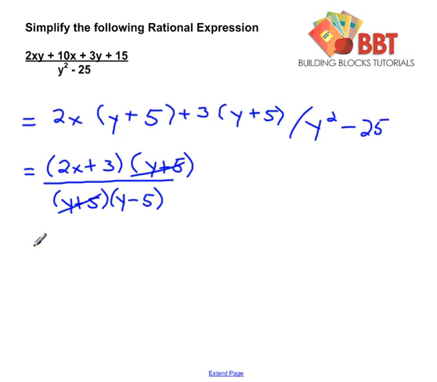y plus 5, y plus 5, goodbye, take it easy. And what's left? 2x plus 3. Whoop, sorry guys, that's a 3. Divided by y minus 5. And you're done. How do I know this answer is correct? Well, remember, I just want to simplify. I'm not looking for a value of x or a value of y. I'm just looking to make this as simple as possible.